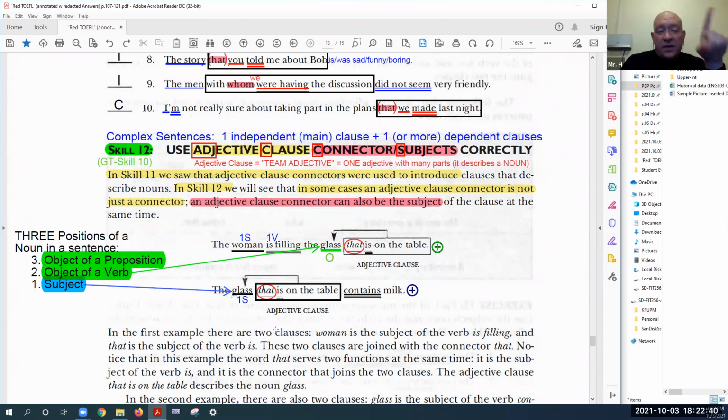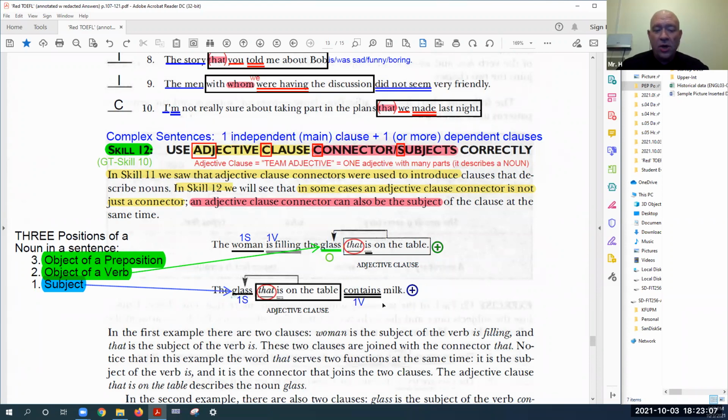All right. We have the glass. We have the verb. Okay. All right. Ali, can you mute, please? It's very noisy. Ali. Yes. Can you mute, please? Okay. Thank you. Now, we have first subject, glass, first verb, contains.